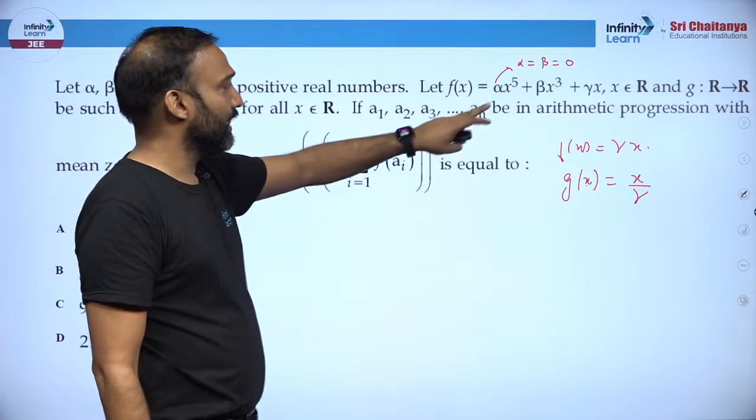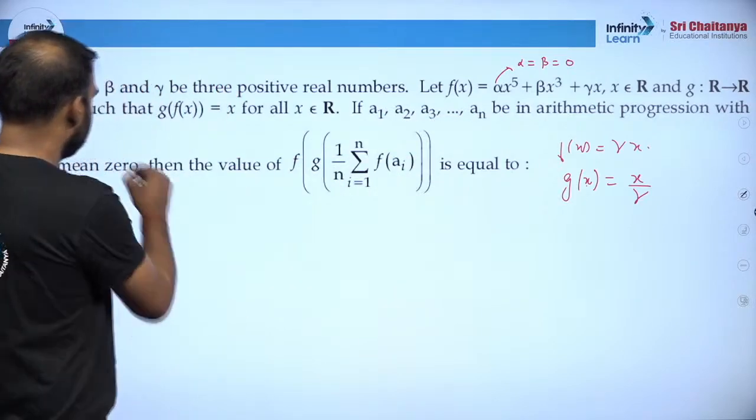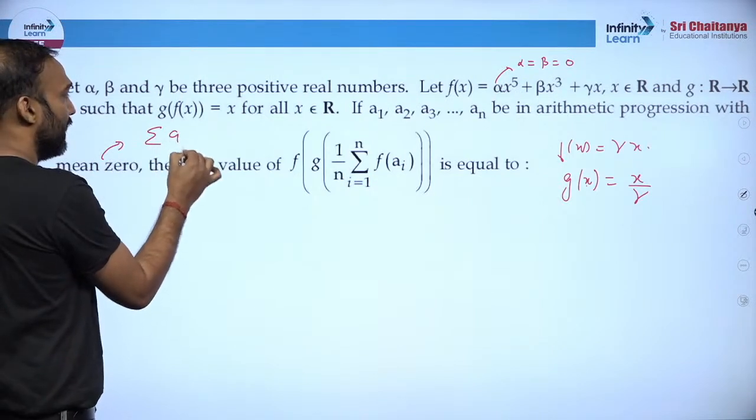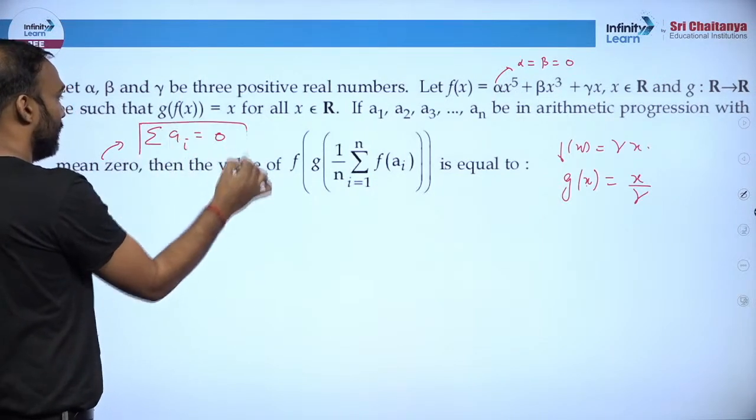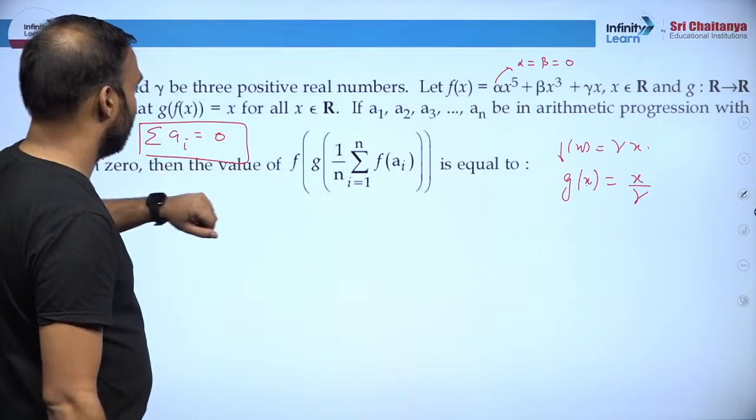Now a1, a2, ..., an are in AP such that their mean is 0, right? If the mean is 0, I can say sigma ai will be equal to 0. Then only the mean is 0. So if sigma ai is equal to 0, right?